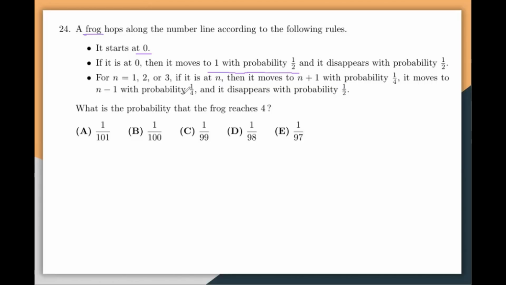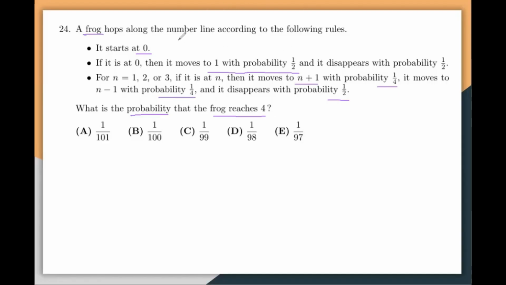And for n equals 1, 2, or 3, if it is at n, which is like at 1 or 2 or 3, it moves to the one higher number with the probability of 1/4 and moves to the one lower number with the probability of 1/4 as well. And it is going to disappear again with 1/2 probability. Okay, so with that given, we are looking for the probability that the frog will reach 4. This is a classic states problem, so you can write a recursion equation to do so.